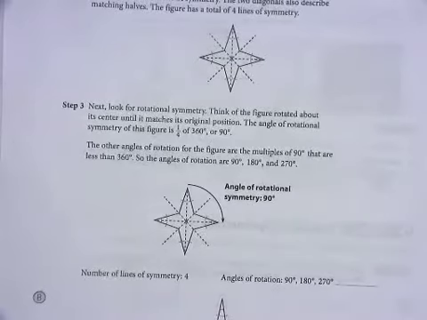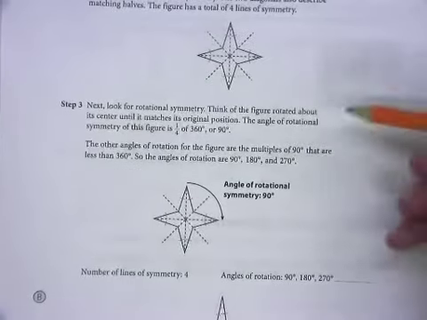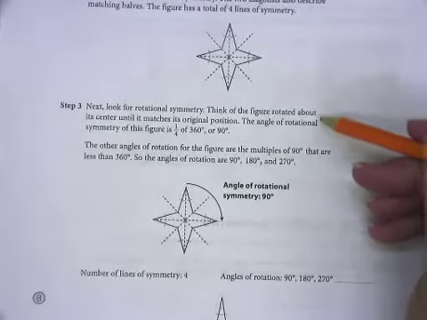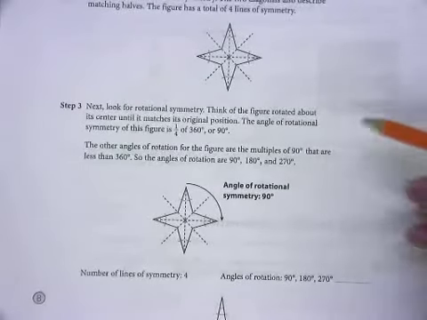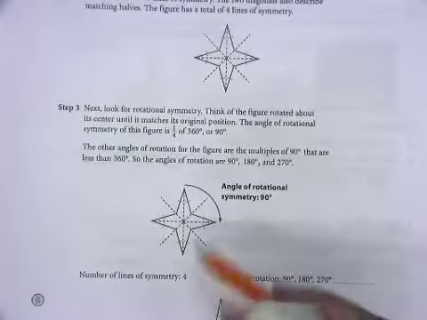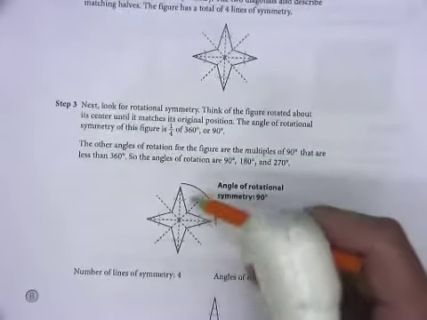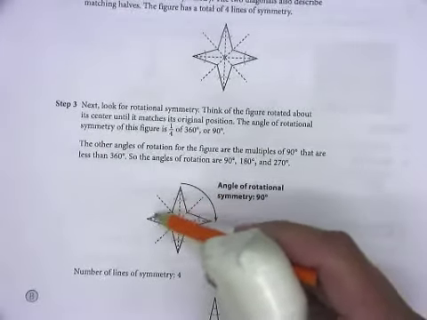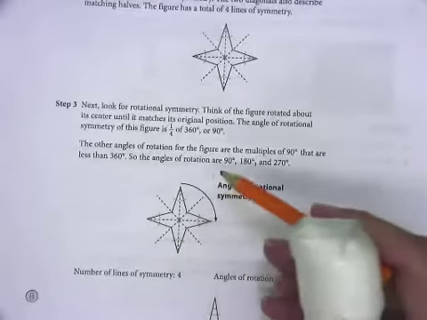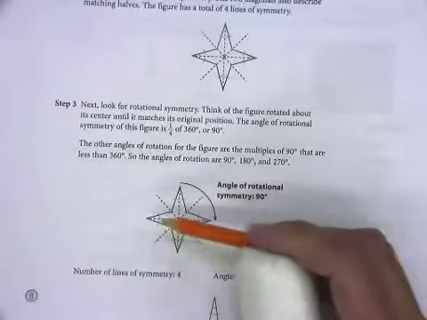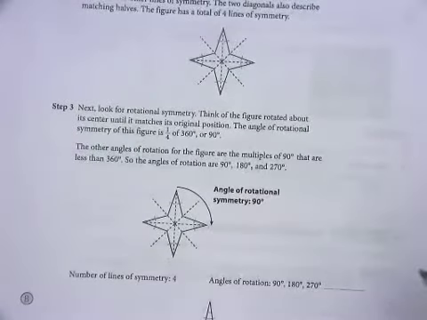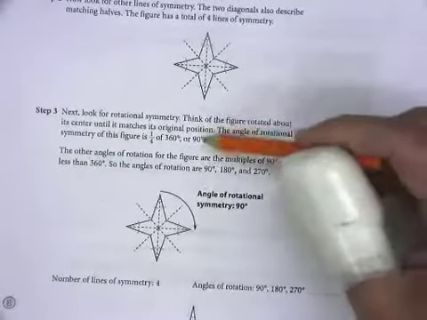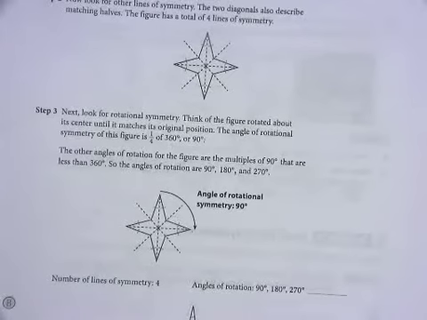And it says, let's see if there are any more. So they noticed that if I cut it across the diagonal, that will also work. And then finally, they said look for some rotational symmetry, thinking of the figure rotating around its center until it matches its original position. So since I've got all this stuff that's congruent to each other, and there's 4 points on this figure, then 360 divided by 4 is 90, and our angle of rotation is 90 degrees.